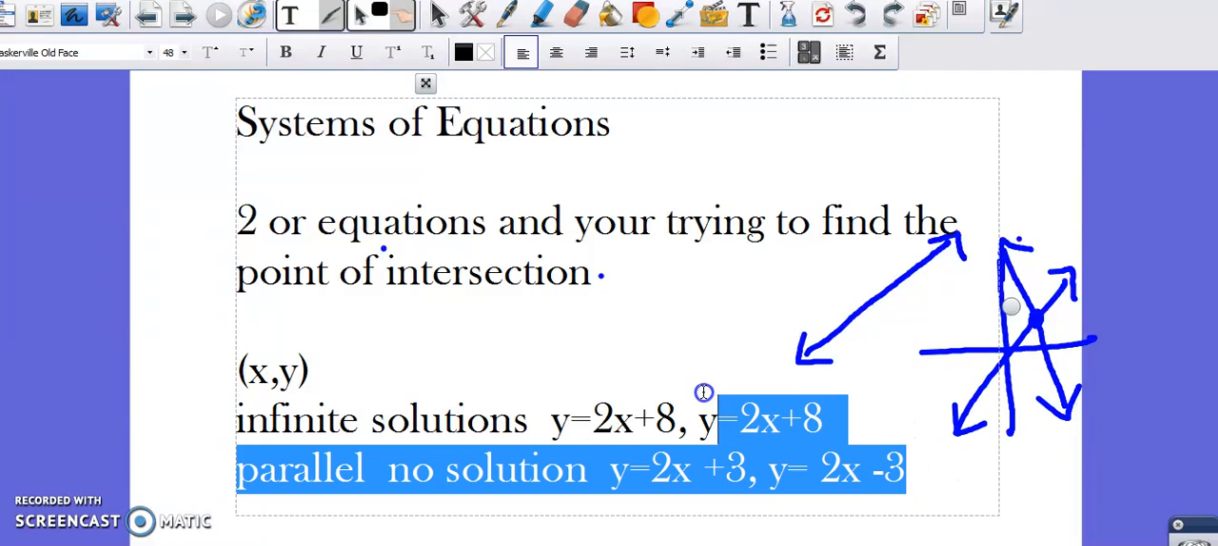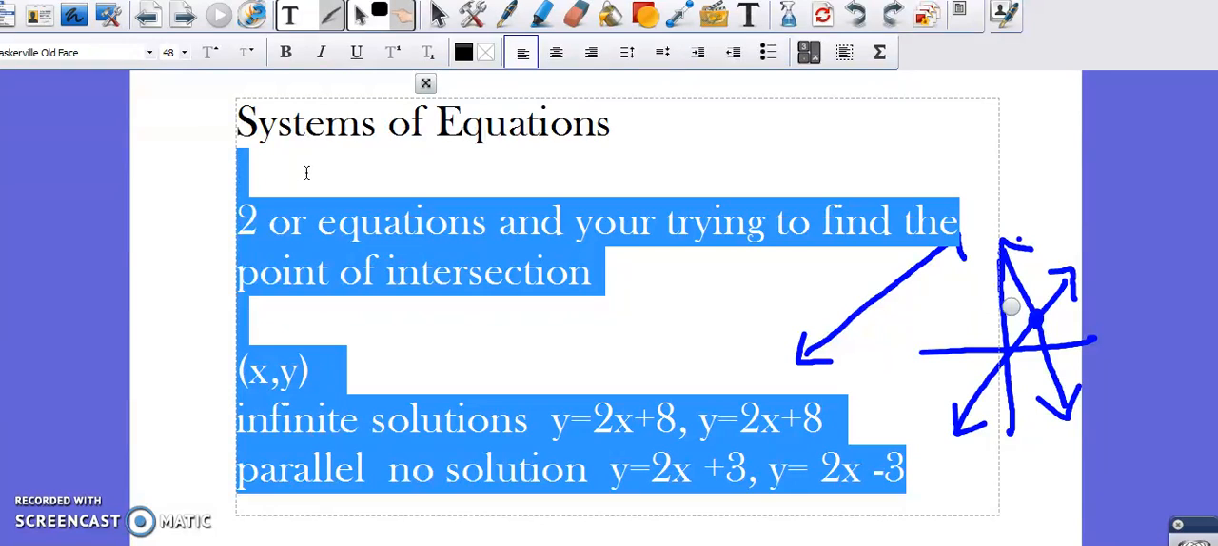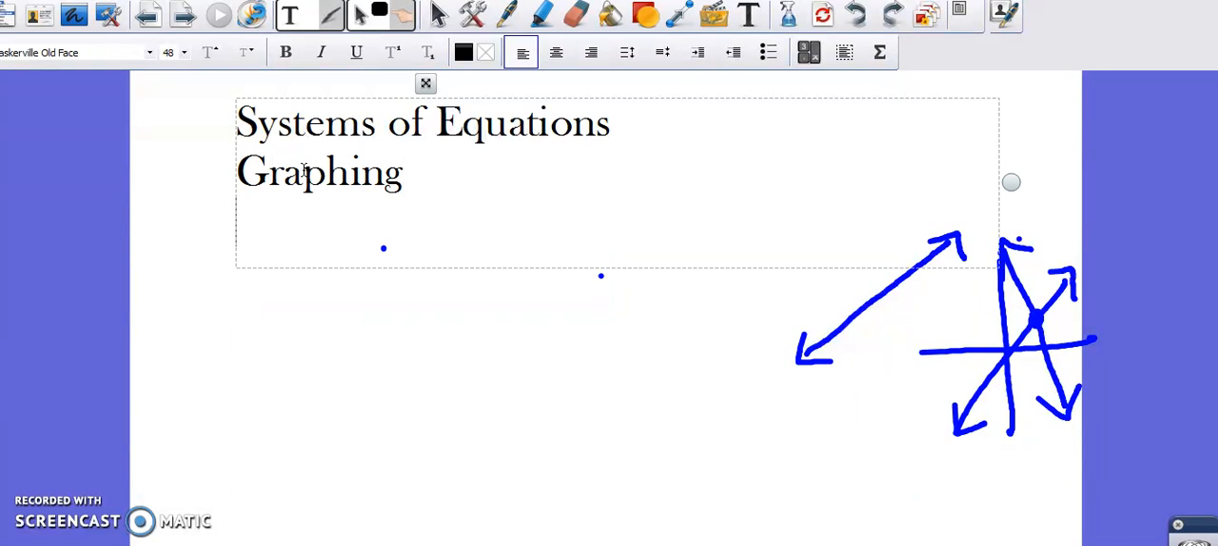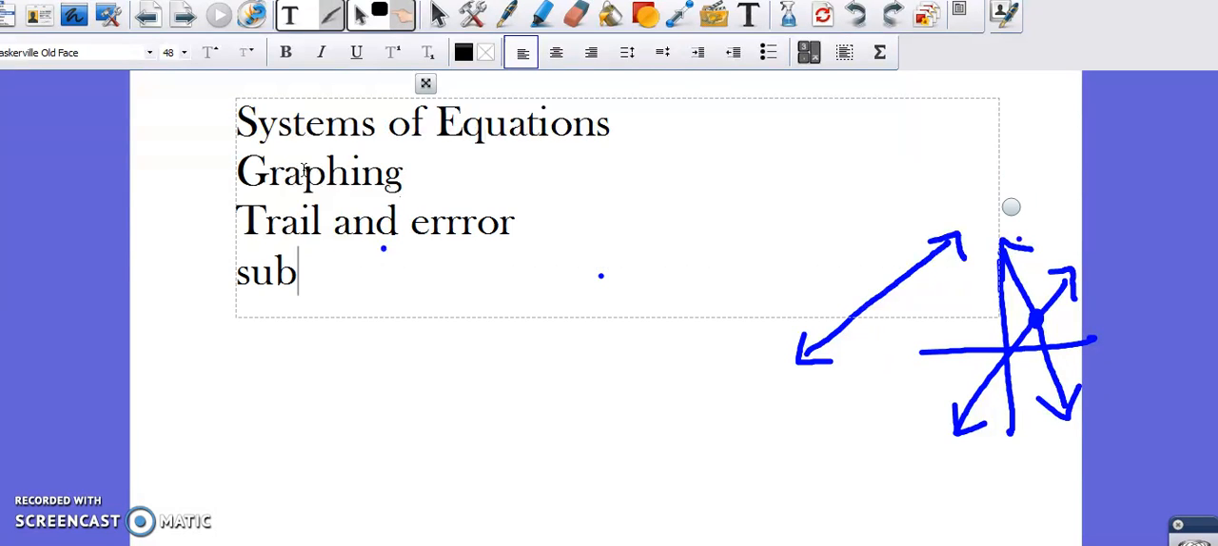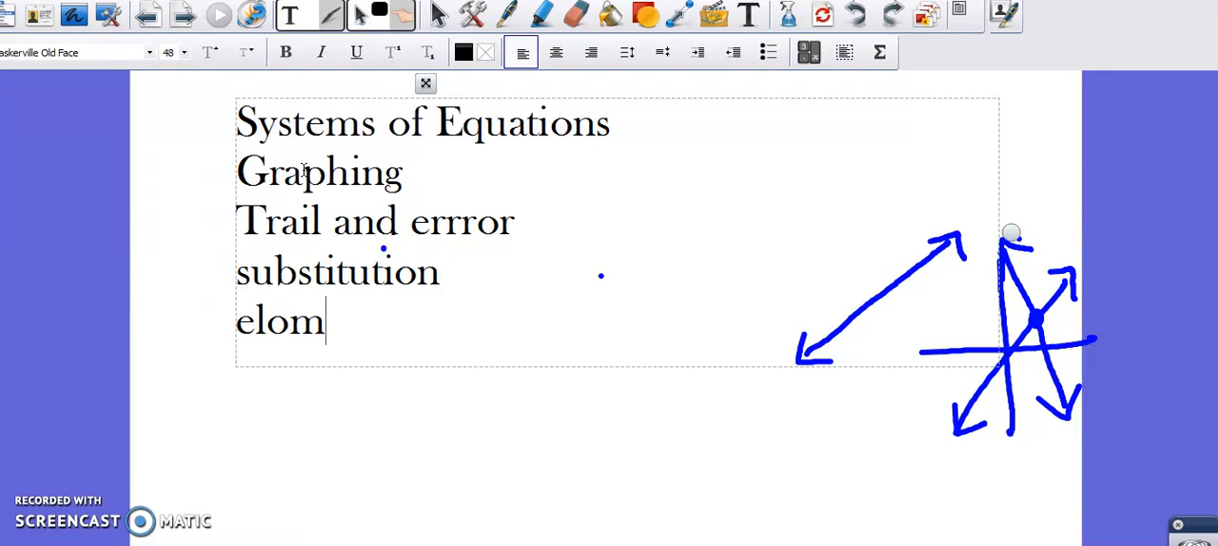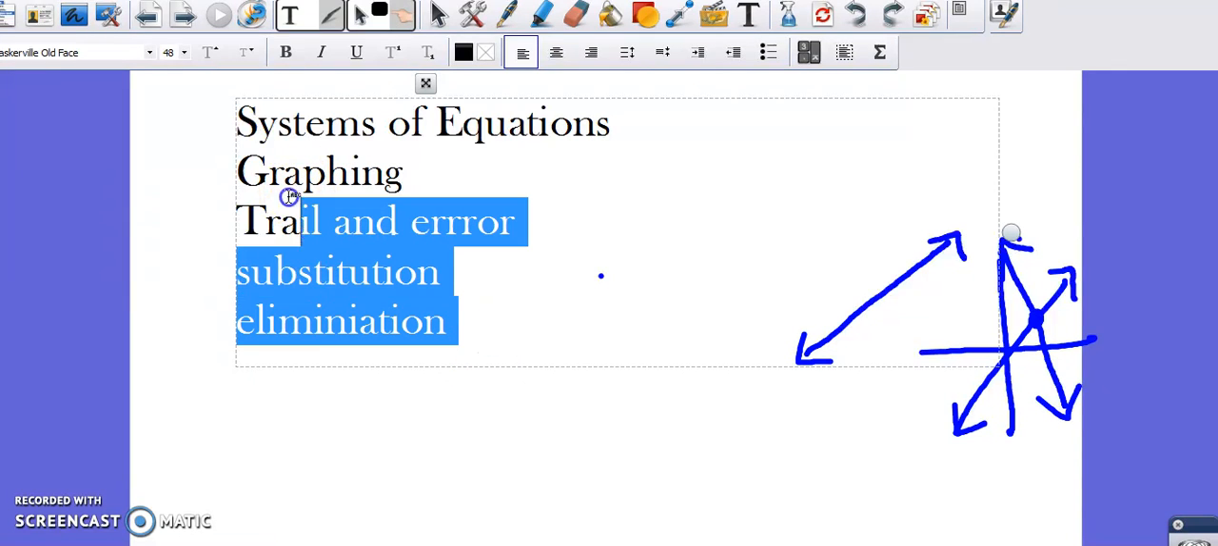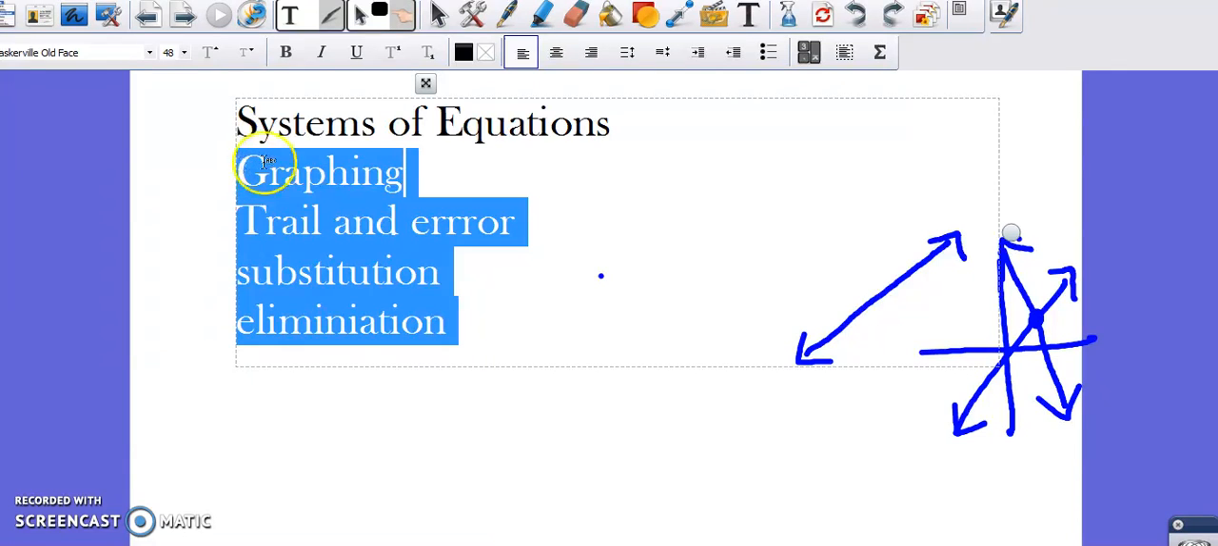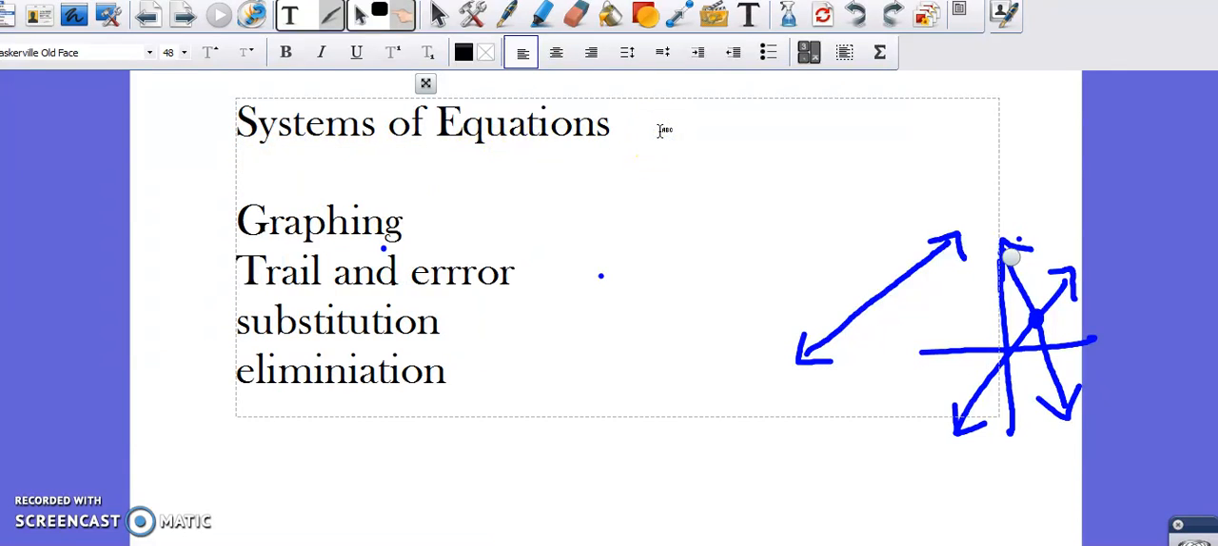Okay? Now, when you're doing these, again, all you're trying to do for systems of equations is find out where they meet. You can do this by graphing them. You can do it by trial and error. And you can do it by substitution and by elimination. All these are ways that you can figure out where they meet. That's the whole point of this, finding different methods to find out where the systems of equations meet.